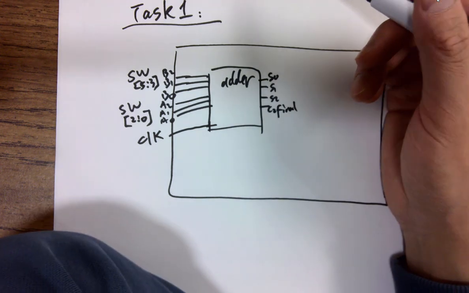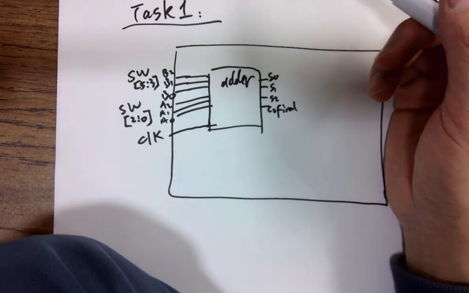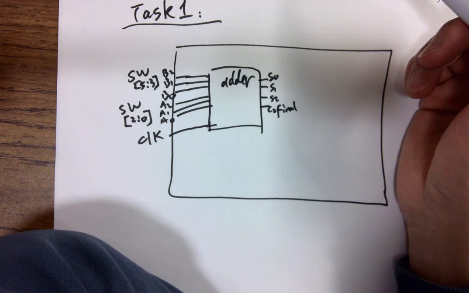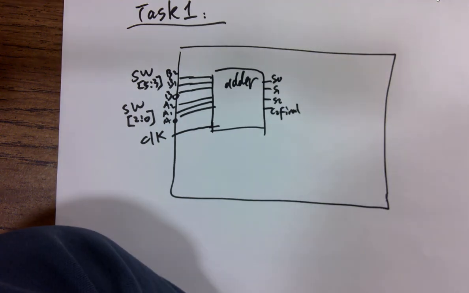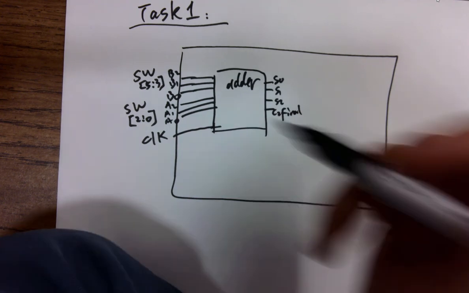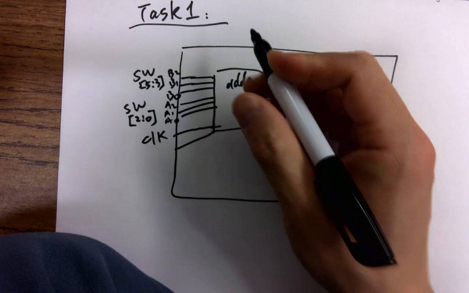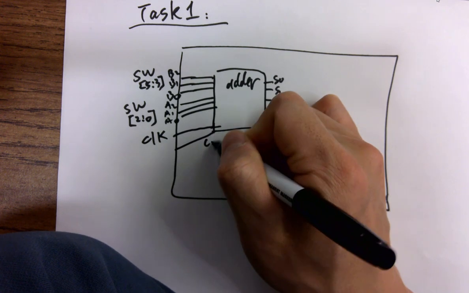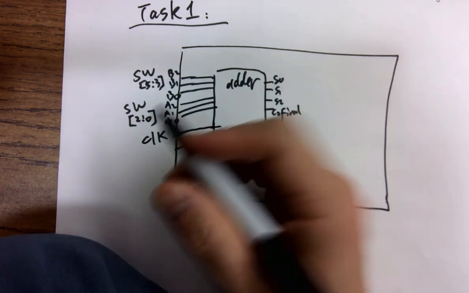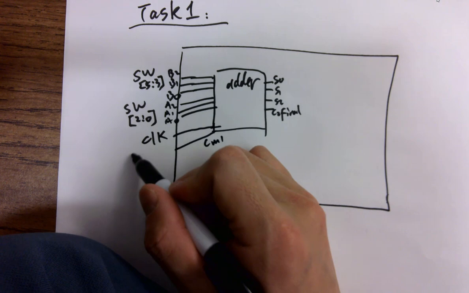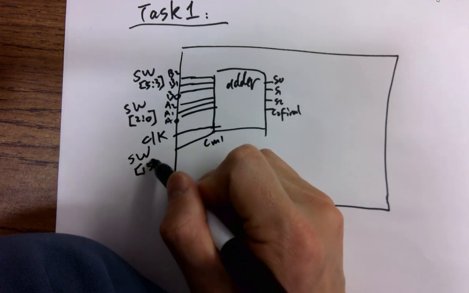Just think about the adder, right? Not a decoder or display module yet. I think that's it. Oh, you need a C-1, which is a carry in. It could be another switch. Let's say switch 15, for example.